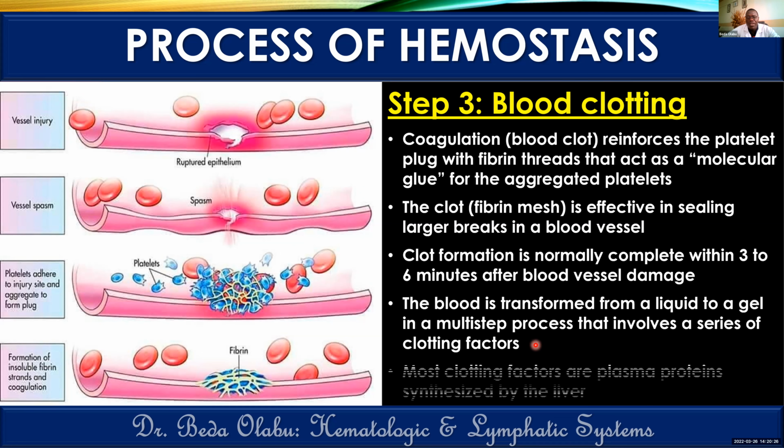We use the clotting factors for this purpose. Most of the clotting factors, as I told you earlier, come from the liver. The liver produces most of the clotting factors, but there are other factors which also come from the platelets and others coming from the blood vessels themselves, the blood vessels which have been injured.